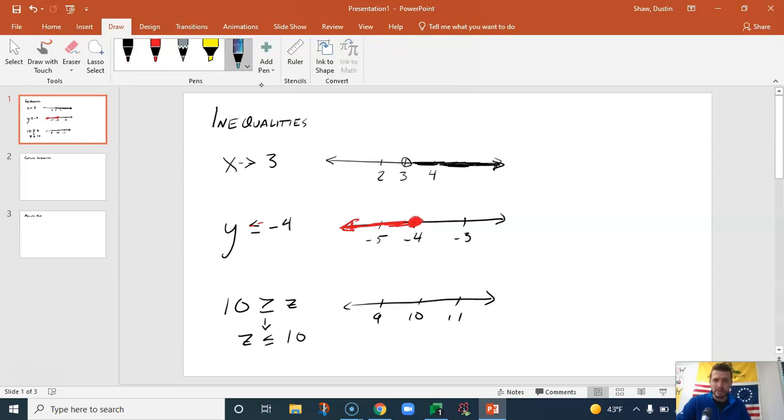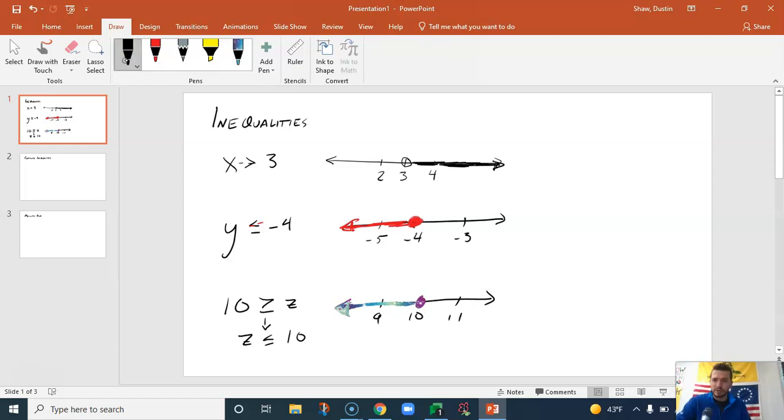So I'll get my sparkly pen here, and I'll say this is going to be a filled in circle. And again, you see here it's a less than, so less than is going to be this way, and the sparkly pen is just delightful. Okay, and there you have it. That's inequalities. That's really all you need to know for that.